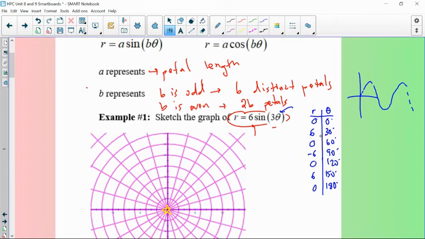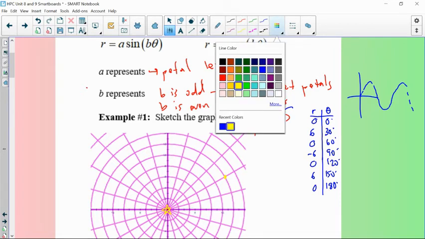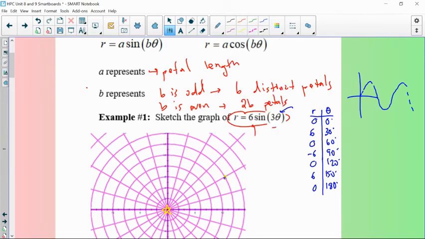So I need to get to 6, 30 degrees. So 1, 2, 3, 4, 5, 6. So it's right there. And I might go back to just a normal color here, blue. So I have to get from the star to this point right here, which is 6, 30 degrees. Well, I can either go like this to get to that point, or I could go like this to get to that point.